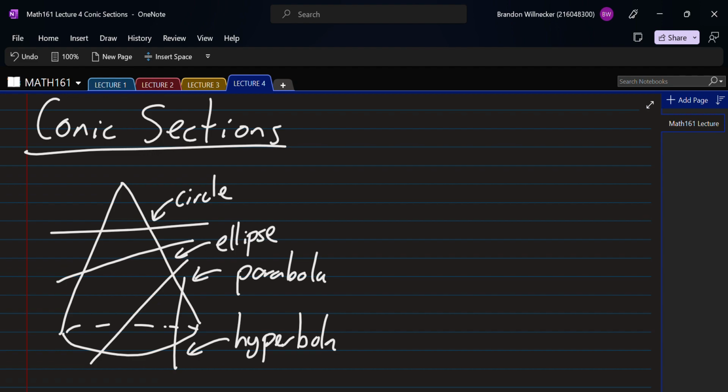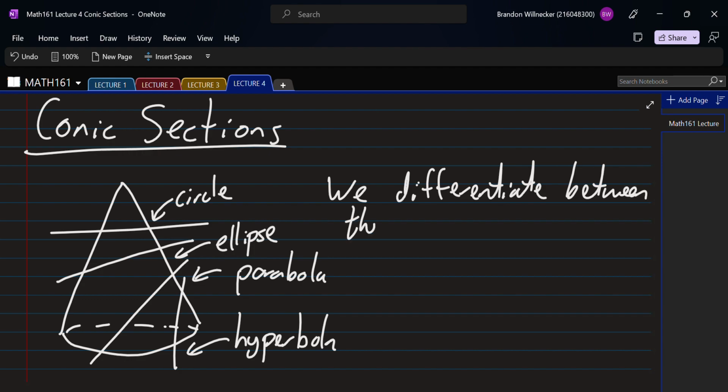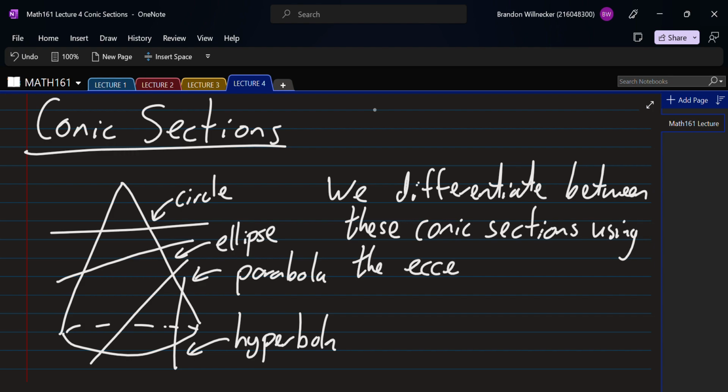And the way that we describe where we are in this list: on the one side we have a circle, and on the other extreme we have a hyperbola. Going from one to the other, we differentiate between these conic sections using what's called the eccentricity.